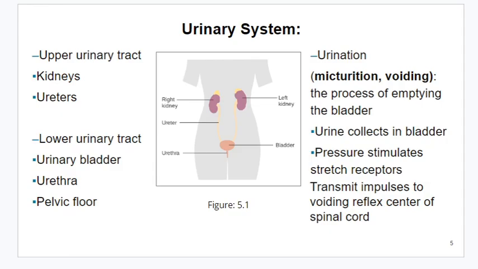And then that pelvic floor area. So when we are urinating, the medical terminology for urination is micturition or voiding. That is the passage of emptying our bladder. Urine collects in our bladder, and pressure is what stimulates those muscles and the stretch receptors in that bladder to transmit the impulse to our brain to tell us that we can void, from those impulses traveling up the spinal cord to our brain, telling us that we can relax those muscles in order to void.